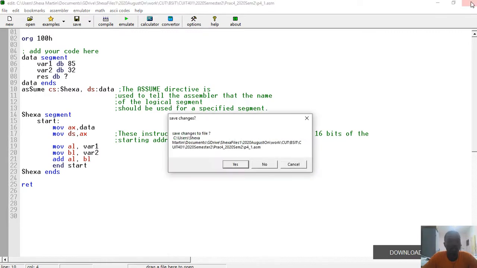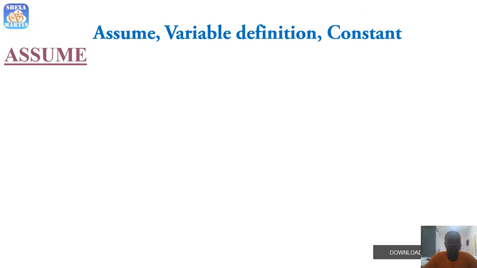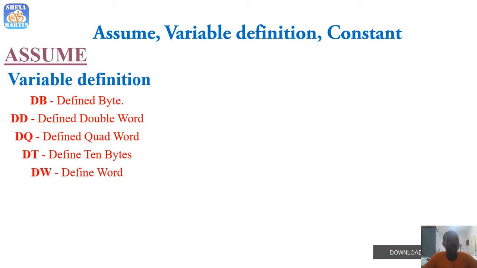So let's get to another. No, I don't want to save anything. Let's get to variable definition. So like I said earlier, whenever you want to declare a variable, you say define byte, define word, dd, define double, and so forth. So db, define byte. So these bolded text values are the directives: db, dd, dq, dt, all these. But here just write this text so that you know what it stands for.